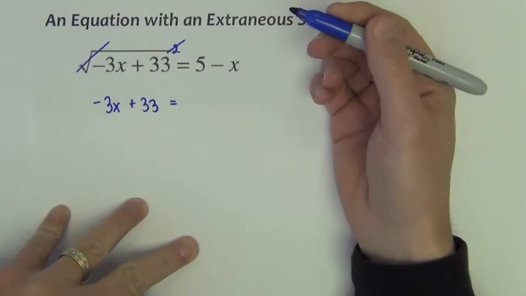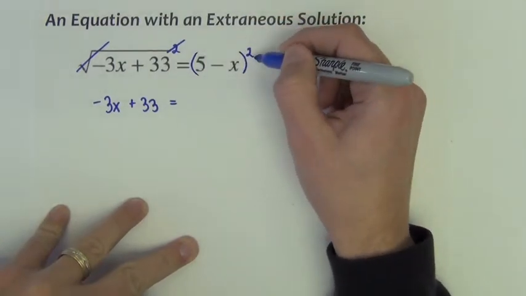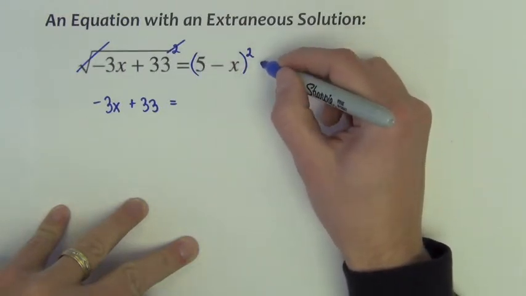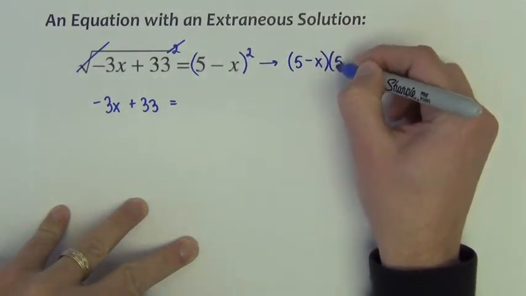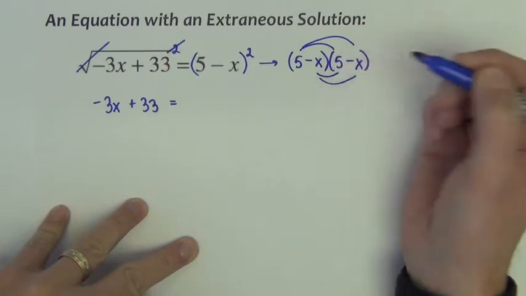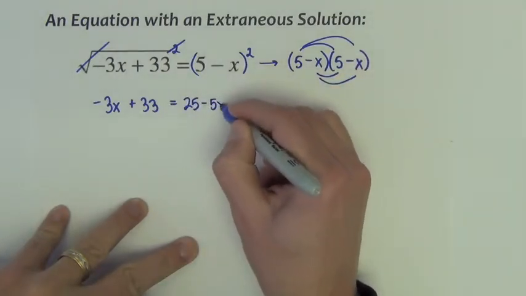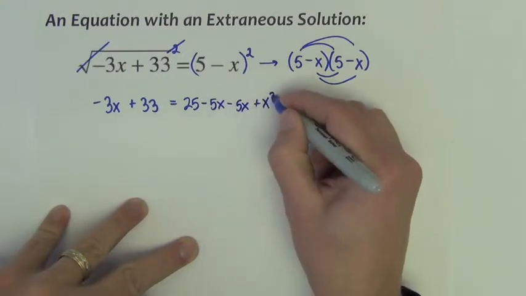Here's where the challenge is. I have to square this side. When I square this side, I have to FOIL the binomial. Okay, this means 5 minus x times 5 minus x, and I run through these FOIL steps. We get 25 minus 5x minus 5x plus x squared.